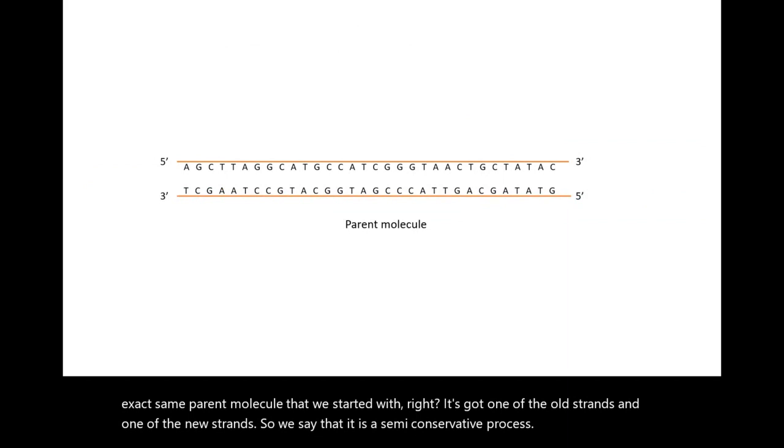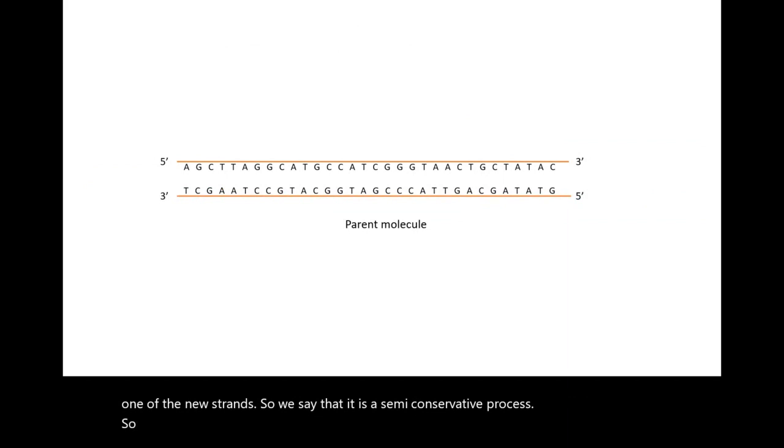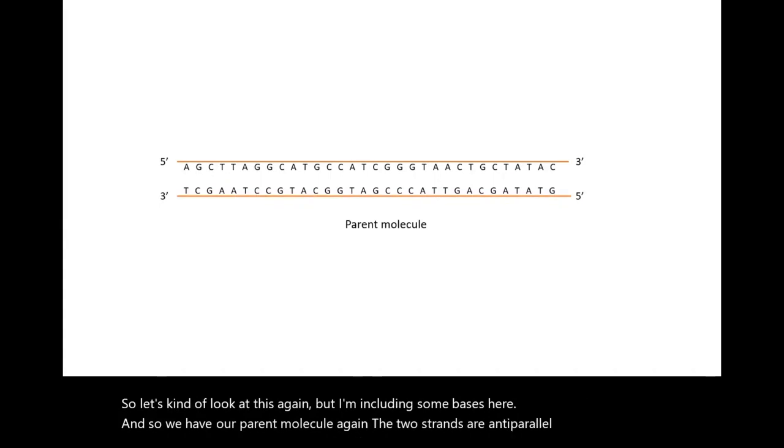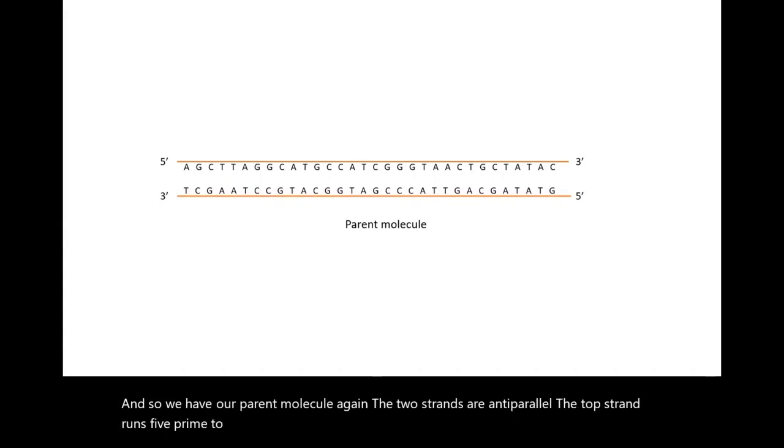So we say that it is a semi-conservative process. Okay, so let's look at this again, but I'm including some bases here. So we have our parent molecule. Again, the two strands are anti-parallel. The top strand runs 5' to 3'. The bottom strand runs 3' to 5'. You can see that the bases are anti-parallel.